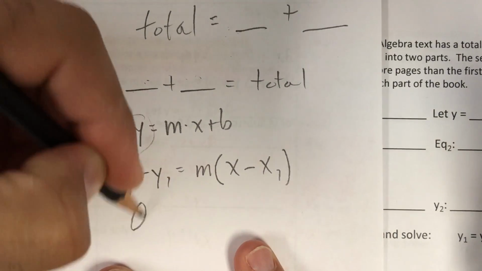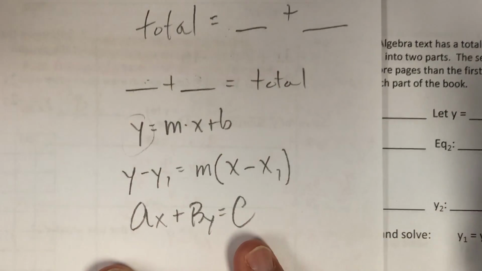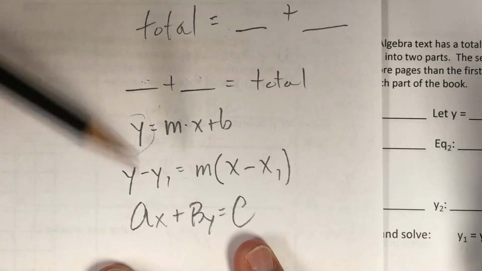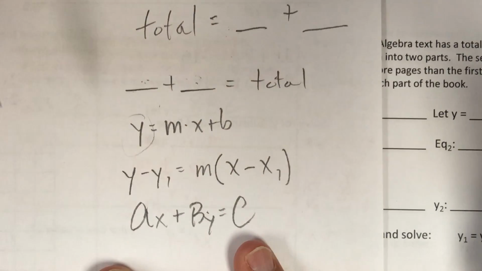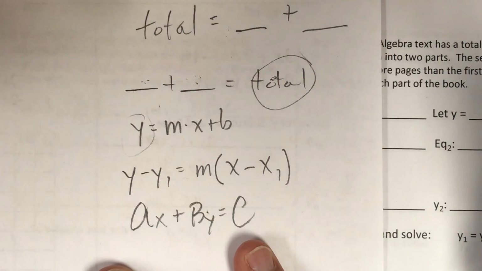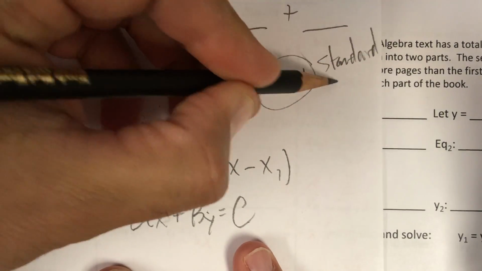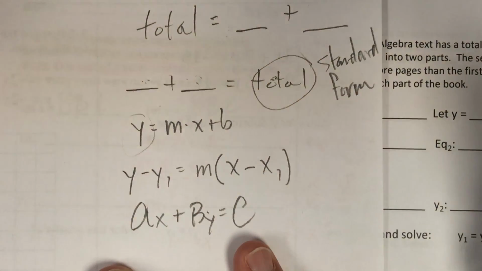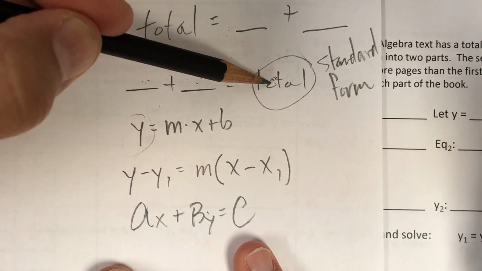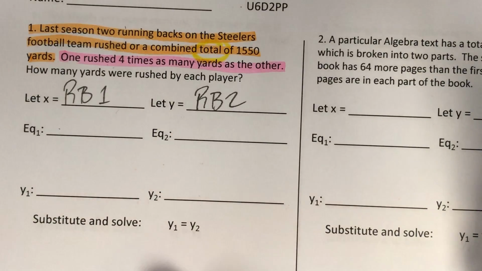What about this one? ax plus by equals c. Oh, see how this kind of looks like that? Whenever you have the keyword of total, this is going to be standard form. Anytime you have a keyword of total, it's going to be standard form. So let's see what we can do with that.